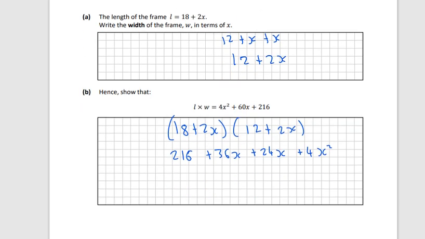And you can see that if we add those two together, that will give you 60x. And I'm just putting 4x squared on the other side, just to make it look like the other one. And I'm putting the 216 on the other side as well. They're all being added together, so same thing.